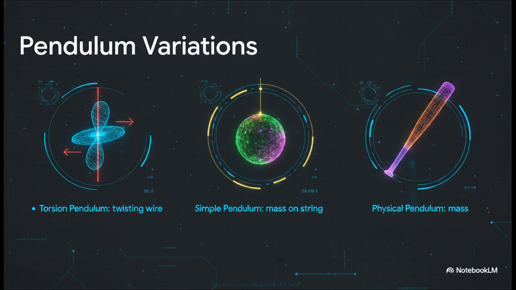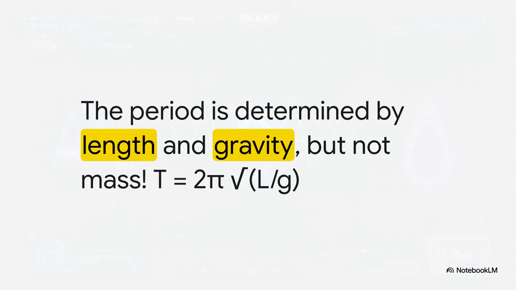Second is the simple pendulum, which is just your classic idealized concentrated mass swinging on a massless string. And third is the physical pendulum. This one represents messy reality. It's a complex distributed mass swinging from an off-center pivot point, kind of like swinging a baseball bat between your fingers.